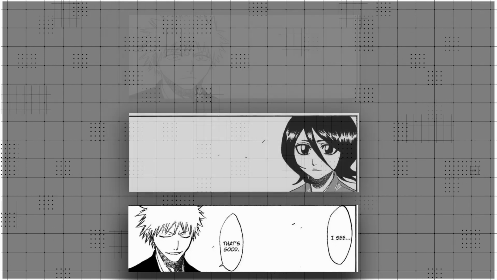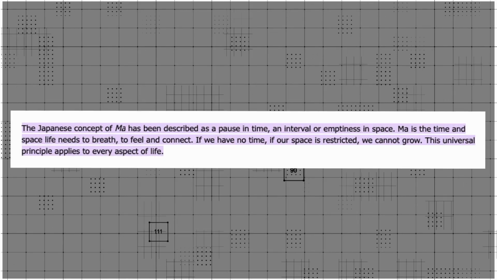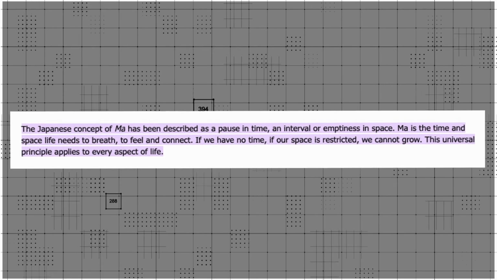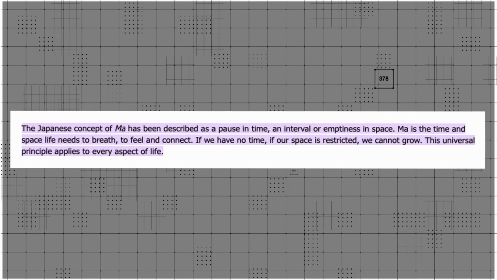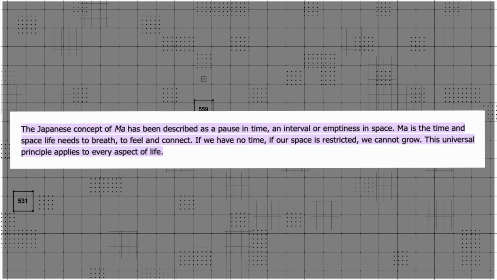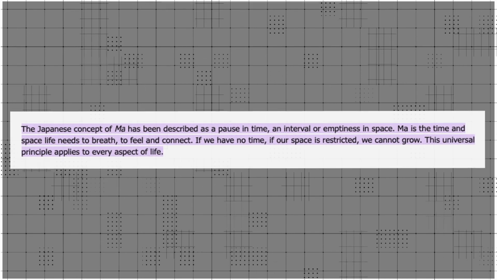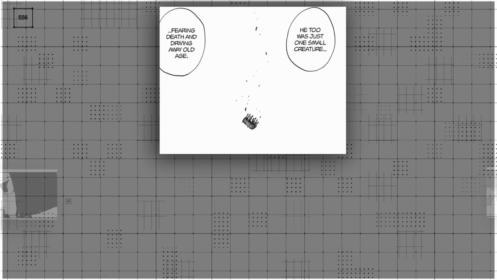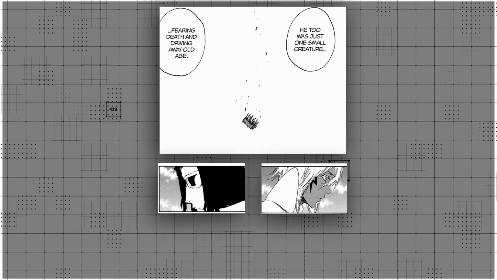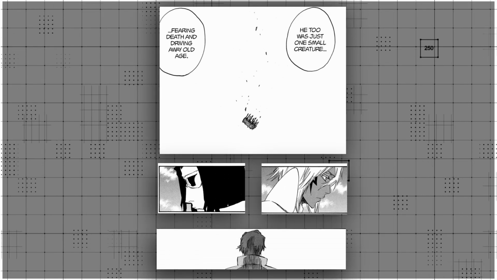This use of white space aligns with the Japanese aesthetic concept of ma, which highlights the importance of the space between forms and the rhythm it creates. By embracing this sense of purposeful emptiness, Kubo emphasizes the transient beauty and fragility of connection. The negative space not only deepens Bleach's themes, but also invites readers to engage with the story in a personal and interactive way.